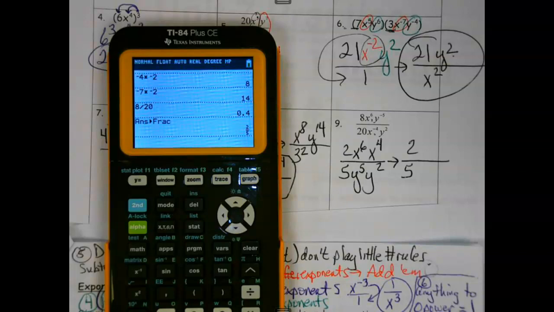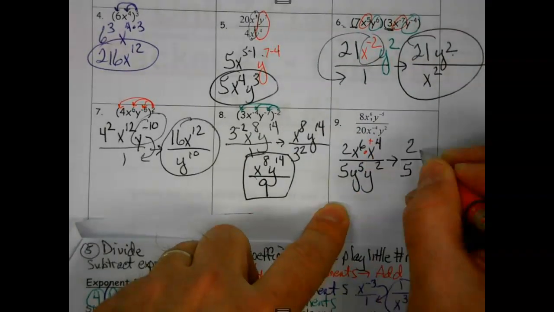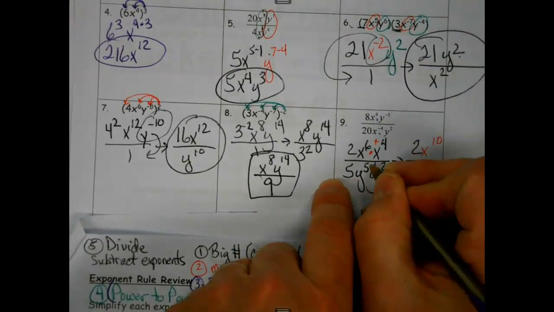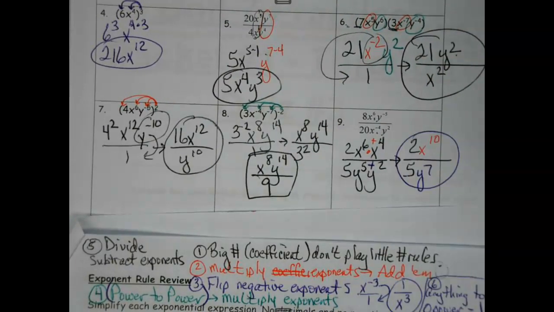Once I've done all my flipping, I've made my y to the negative 5th and my x to the negative 4th positive. Now I got to go back to my rules here. If we get rid of the negatives first, the x's end up on the same level. So we're multiplying, so we add their exponents. And the y's ended up on the same level, which is multiply. So we add their exponents, and we're good.